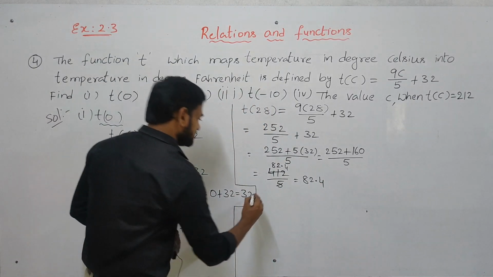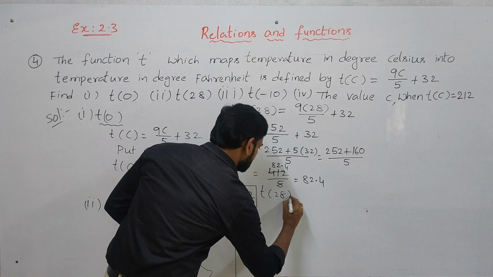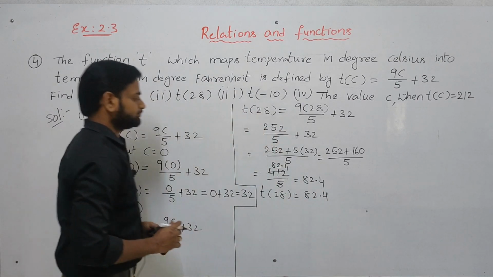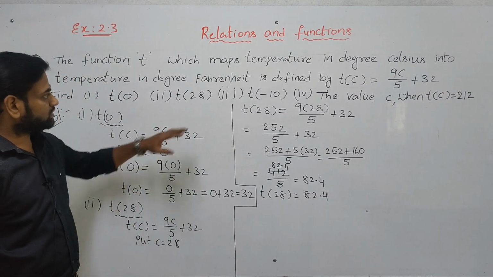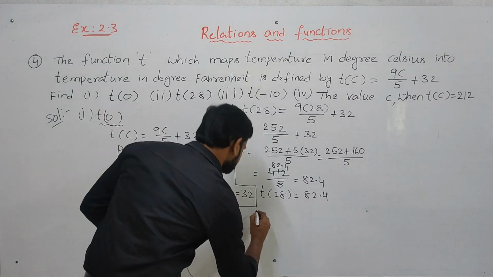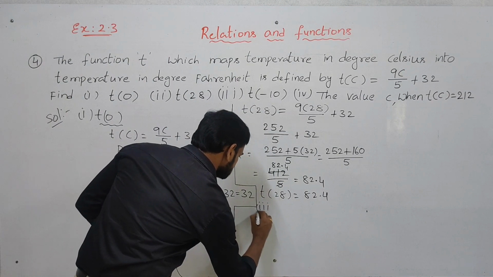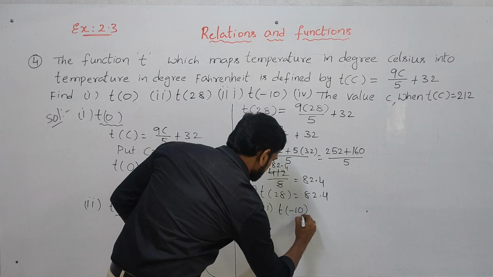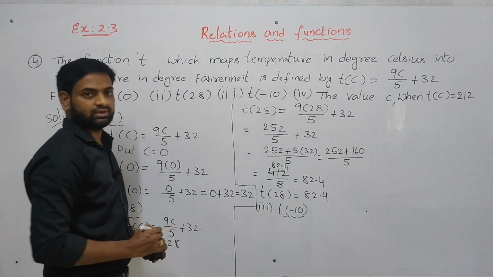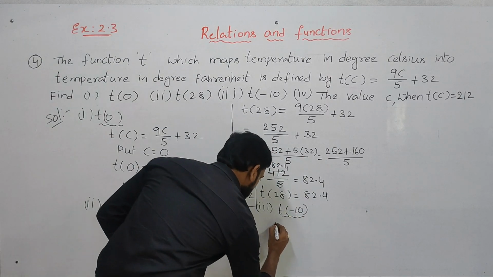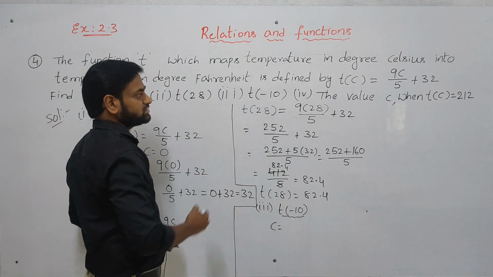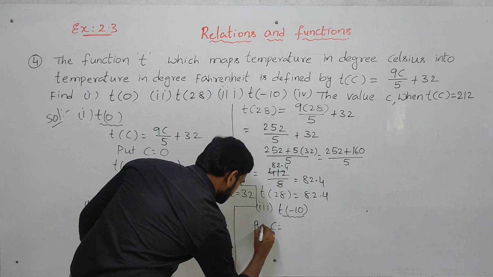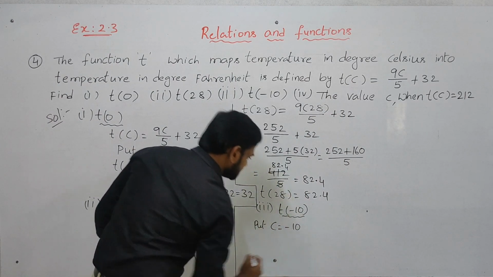82.4, which is T of 28, is equal to 82.4. Next, what is the third one? The third is T of minus 10. Now here, what is the c value? Here the c value is minus 10. Put c equal to minus 10.